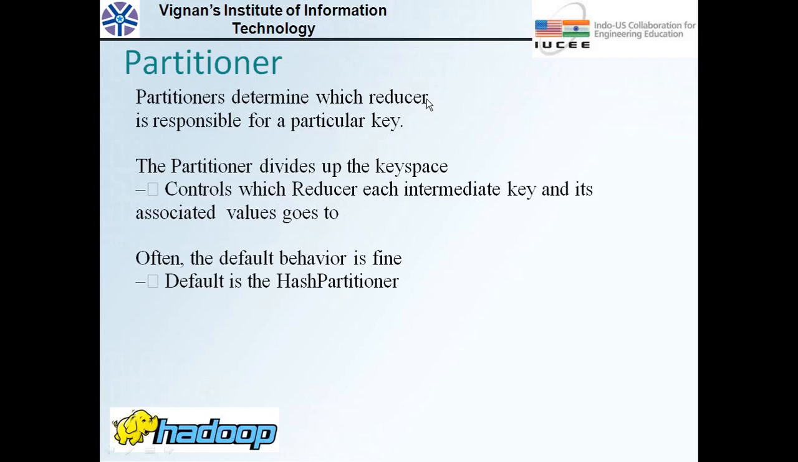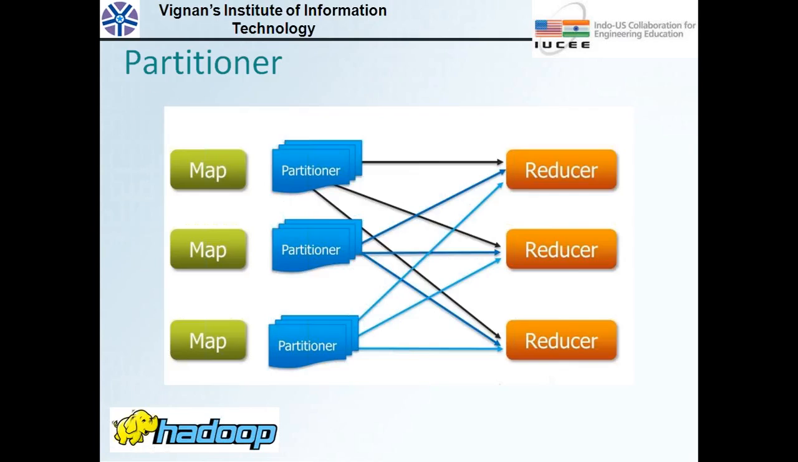Partitioners are what? Partitioners determine which reducer is responsible for a particular key. The partitioner divides up the key space and controls which reducer each intermediate key and its associated values go to. Often the default behavior is fine. The default is called the hash partitioner. So that is about how combiners and partitioners work. In short, to improve performance and reduce the network traffic, we can implement the combiner, which acts as a mini reducer. This is one topic of advanced MapReduce, or we can consider it a feature of MapReduce.